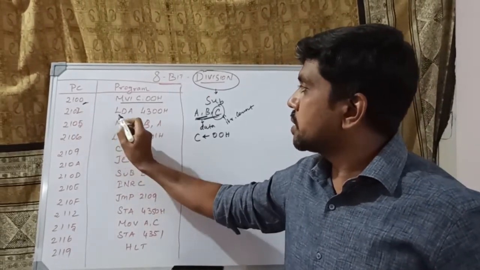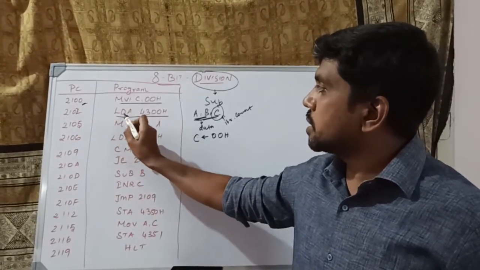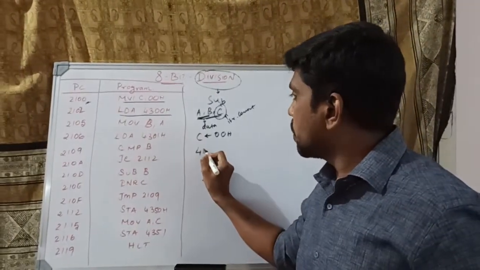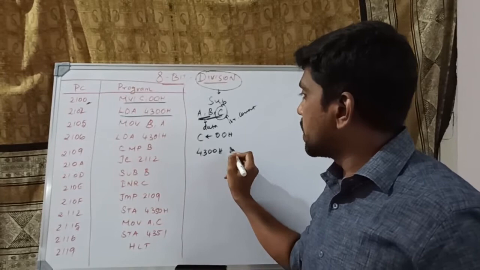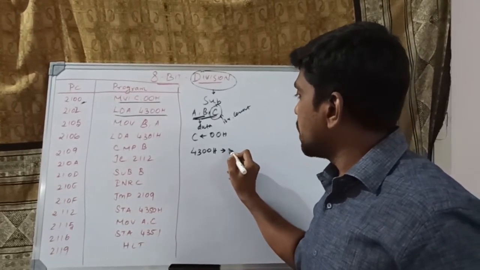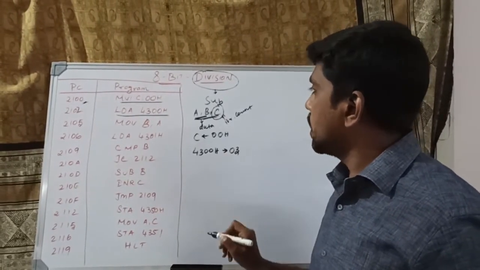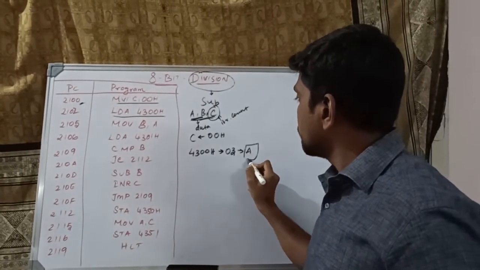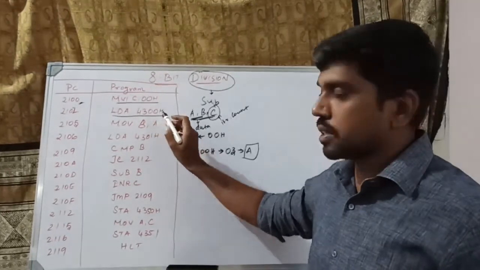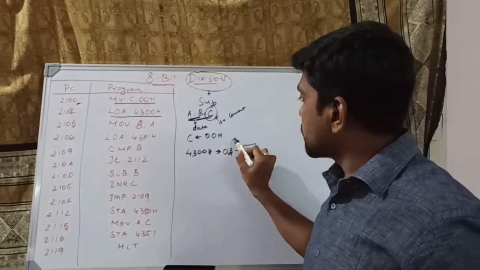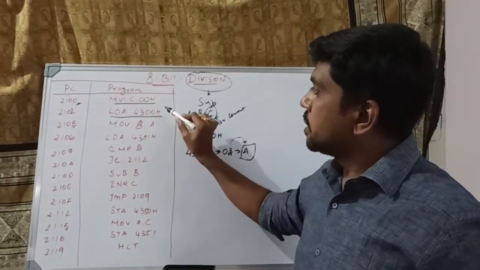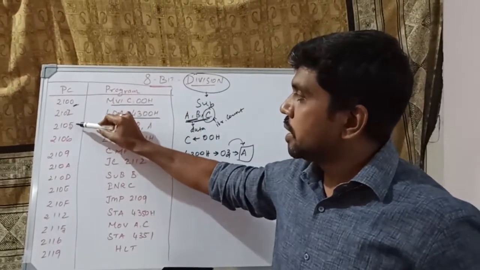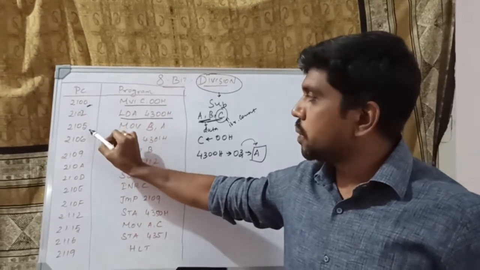In this location, you get the instruction LDA 4300H. This 4300H is the memory location. Whatever value is present in this location, here I am taking 03, this value goes to the accumulator register. After execution of this instruction, 03 is transferred to the accumulator. It's a 3-byte instruction, so you increment the program counter value by 3. So 2105 is the new address location.